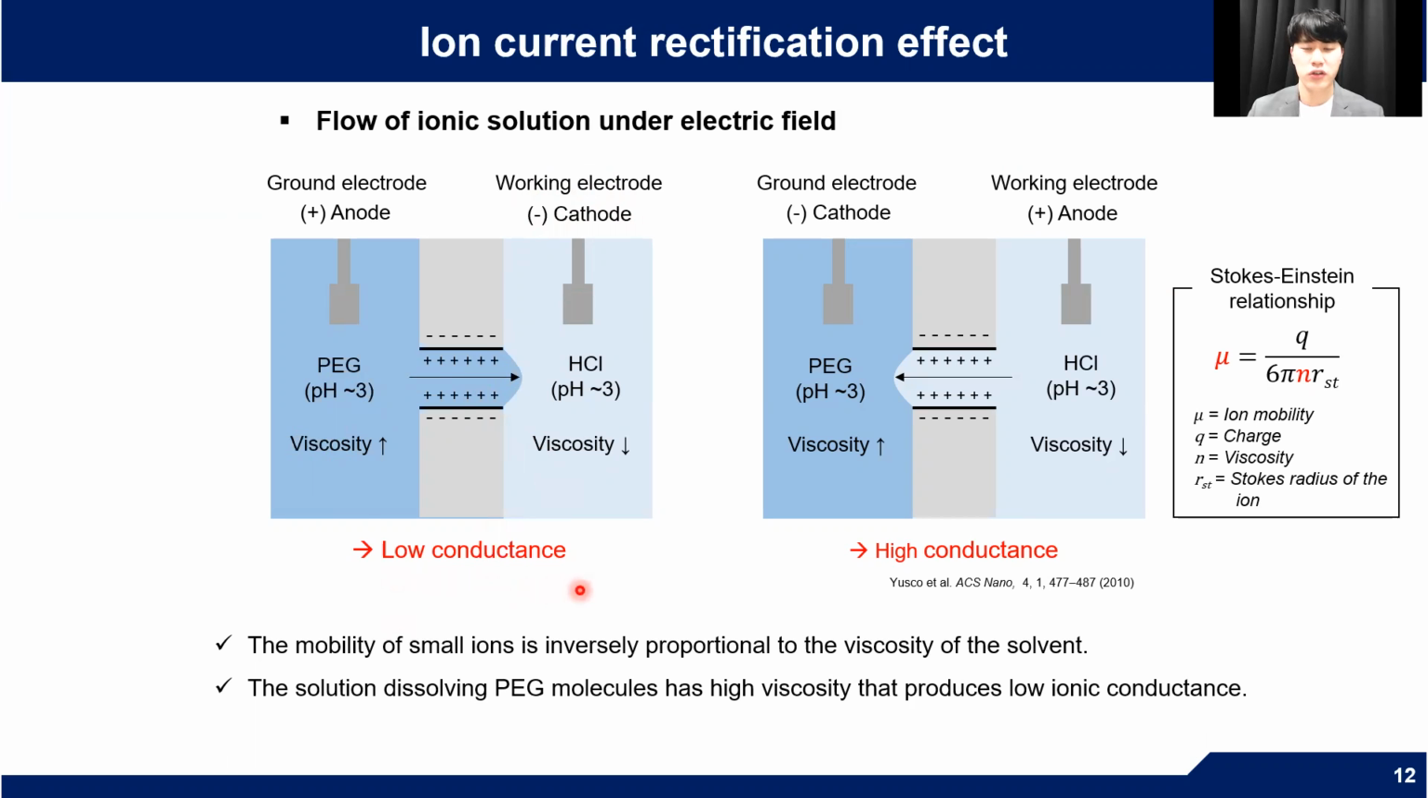It causes the low conductance. When the working electrode is the anode, the low-viscosity hydrogen chloride solution fills the CNT channel, producing high conductance. This phenomenon causes the ion current rectification effect, resulting in the asymmetric IV curve.